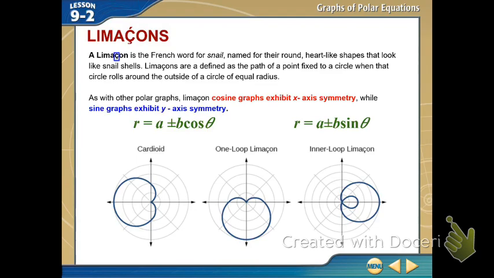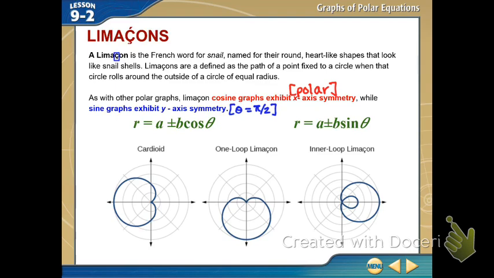All right, so as with other polar graphs, we want to remember that cosine is going to give us x-axis symmetry or polar axis symmetry. And sine graphs are going to give us y-axis symmetry or theta equals pi over 2 symmetry. So these graphs look like a plus or minus b cosine theta. So in addition to having a leading coefficient of b, it's adding a constant a. And you could see a plus b or a minus b, and then we'll look at the different cases of how they make these different shapes.